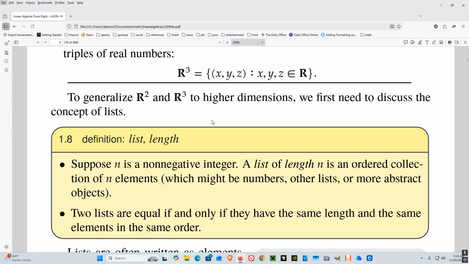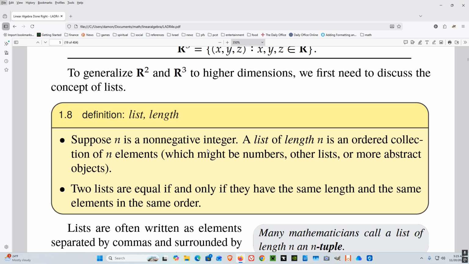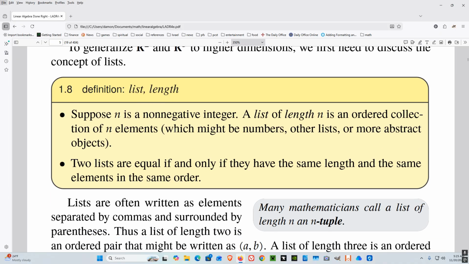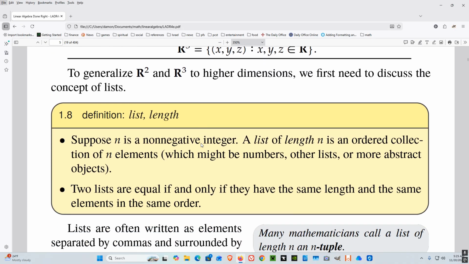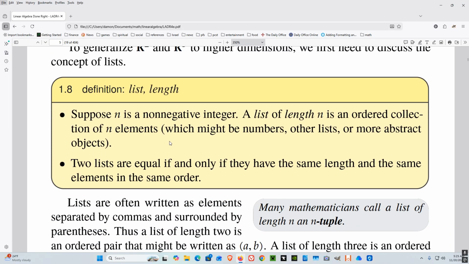To generalize R^2 and R^3 to higher dimensions, we first need to discuss the concept of lists. That's probably one good reason to get through multivariable calculus, as it provides examples in R^3 for you. You can attach a geometric visualization to some of these things with analytic geometry.